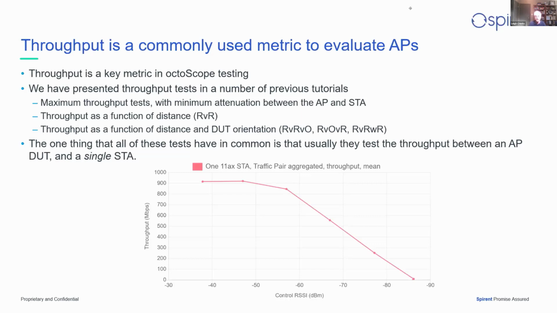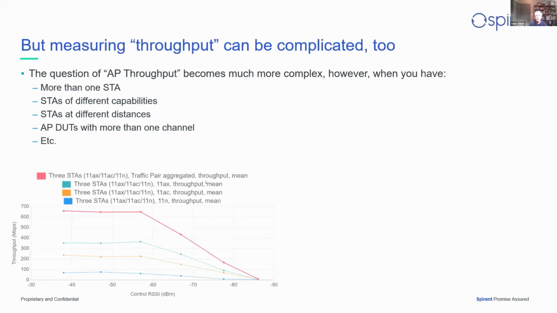But one of the things that they have in common is that they were always a test between an access point as the device under test and a single station. The plot shown here actually is a classic rate versus range curve. So this is the throughput achieved in a single access point to station link as a function of the RSSI. But actually measuring throughput can be a lot more complicated than that.